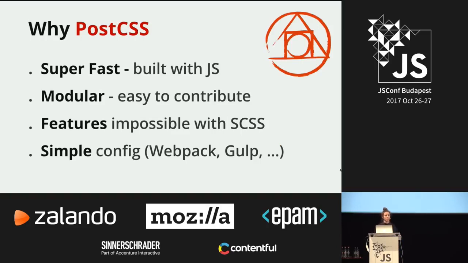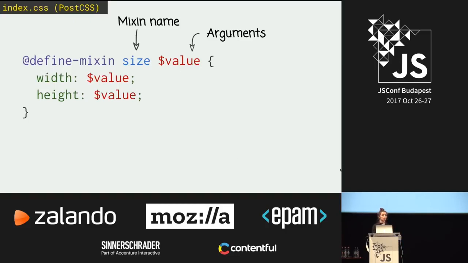Why PostCSS? Well, PostCSS is really fast compared to Sass, because it's built with JavaScript, and Sass is built with Ruby. Then, it's modular, so it's easy to contribute, like writing a plugin. With those plugins, you have access to features that are impossible with Sass. And last but not least, it's really simple to start, to set up in any project with Webpack or Gulp or whatever.